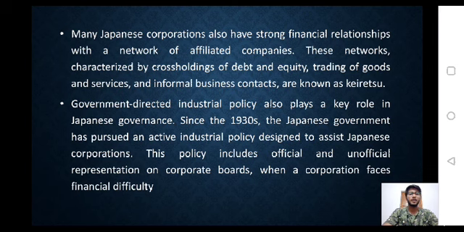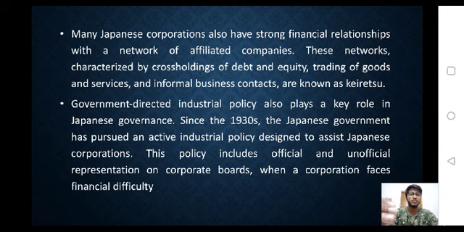The next player is the government. The government introduced an industrial policy according to the Japanese model. Since the 1930s, the Japanese government has pursued an active industrial policy designed to assist Japanese corporations. According to this policy, whenever a Japanese corporation faces financial difficulty, the policy gives them assistance.